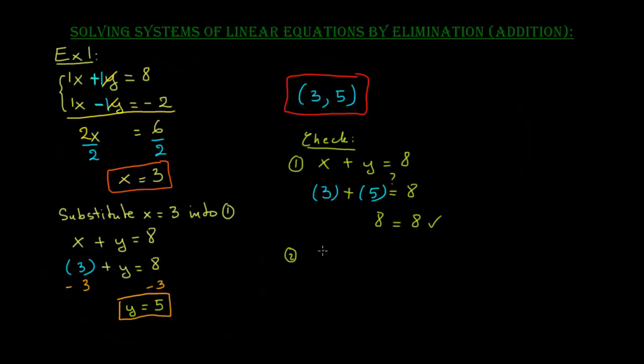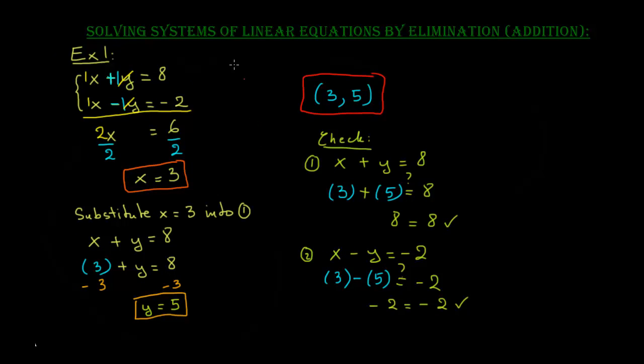You also have to plug into the second equation. So x minus y equals -2. Again, x is 3 and y is 5. So 3 minus 5, is that equal to -2? 3 minus 5 gives me -2, equal to -2, so that's correct. So my answer for the system of equations is x equals 3 and y equals 5.